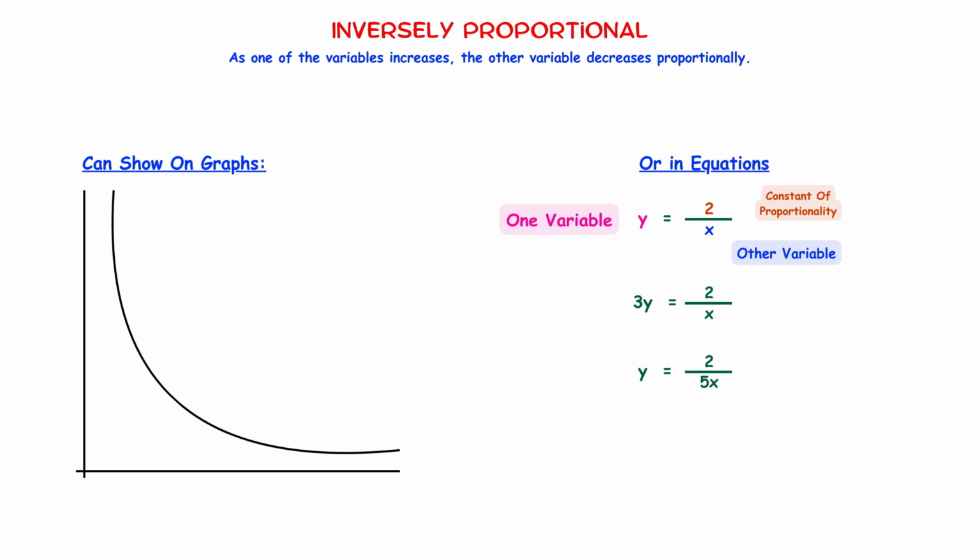And one last thing to point out is that it doesn't matter if there are other numbers next to our variables, like there's 3 or this 5, as long as one variable is equal to something over the other variable, then it counts as inversely proportional anyway.